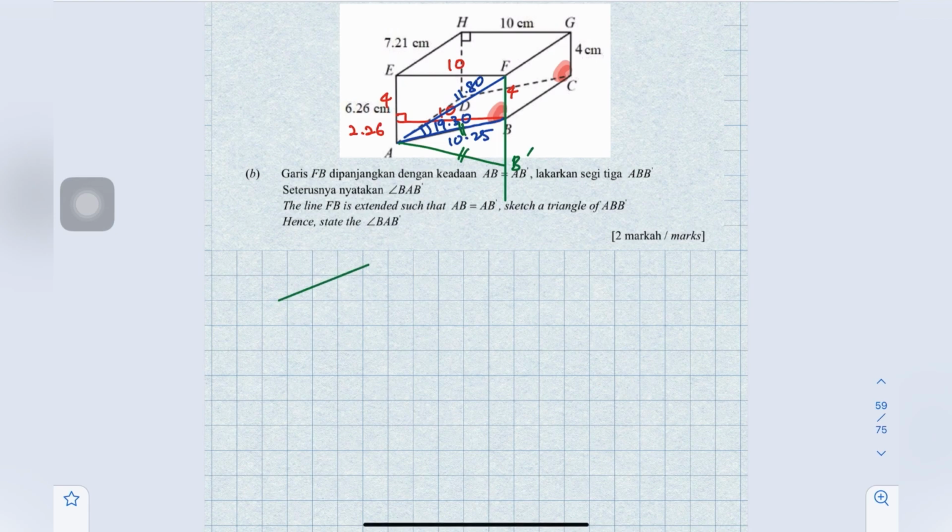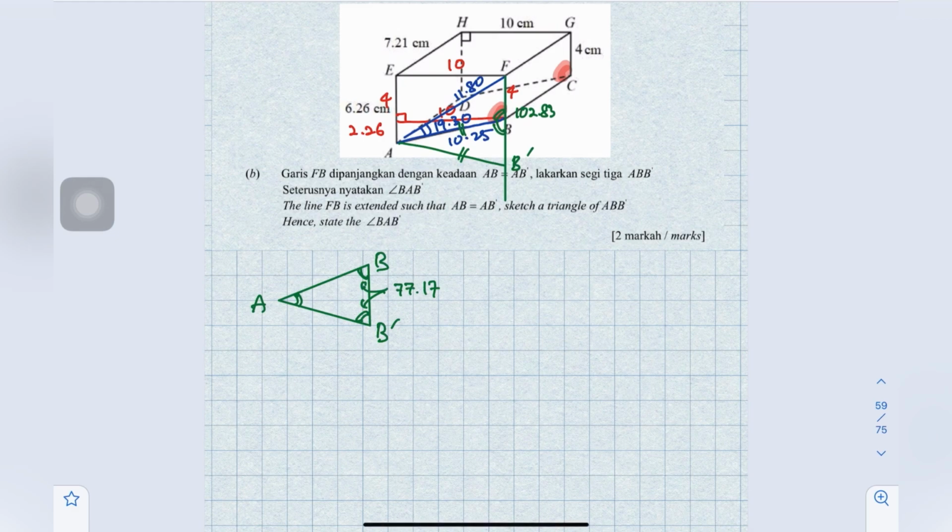So then we sketch the new triangle. Okay, like this by using ruler. Okay, so then like this. Okay, so this one A, B, B prime. This is the new triangle. Okay, so you have to state the angle of BAB prime. So this angle. Okay, so previously we already have ABF. Okay, so this one is 102.83 from previous question. So these two, yang sebelah dia tu tolak lah. 180 minus 102.83. So these two is both 77.17.